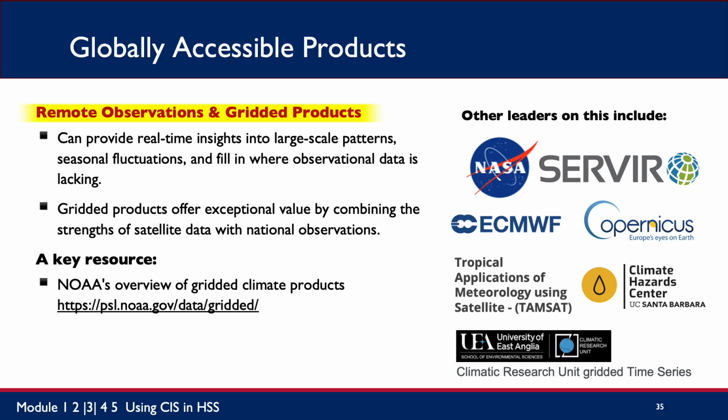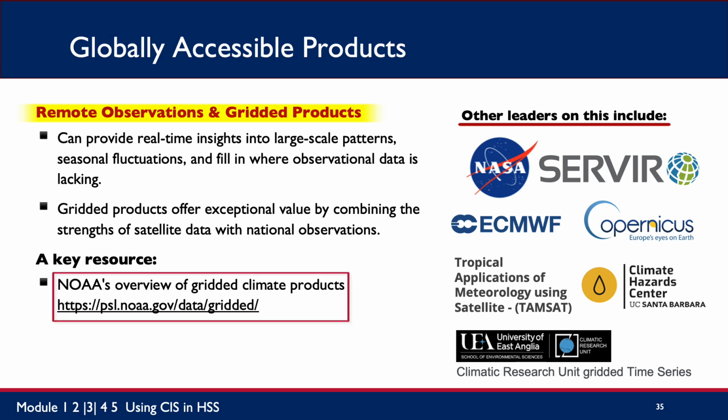Key players. A few of the leaders in this field include NOAA, NASA, including SERVIR, as well as academic centers and initiatives. The European Centre for Medium-Range Weather Forecasts, ECMWF, and several academic centers of excellence. A great starting point for an overview is NOAA's Gridded Climate Products site. Note, it's crucial to select the remote sensing or gridded products that best align with your specific health sector needs and the region you're working with.